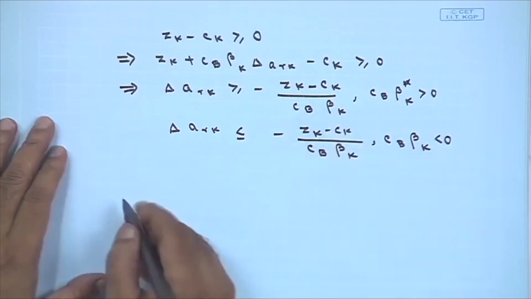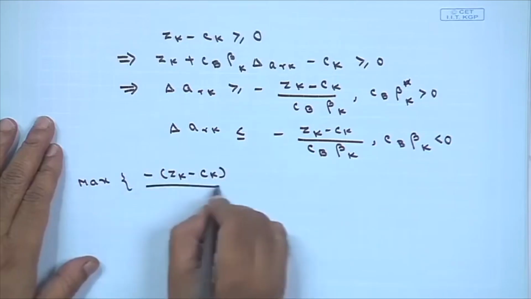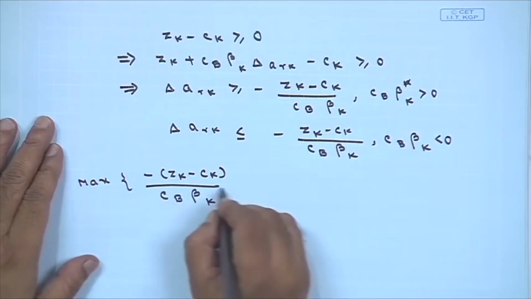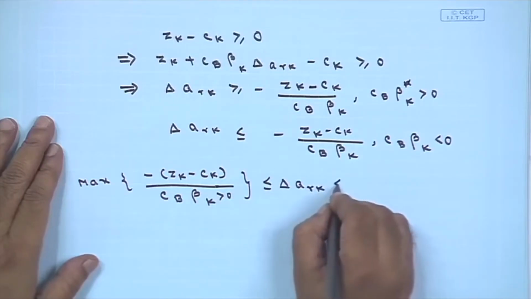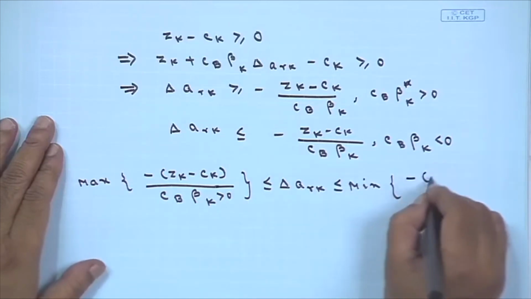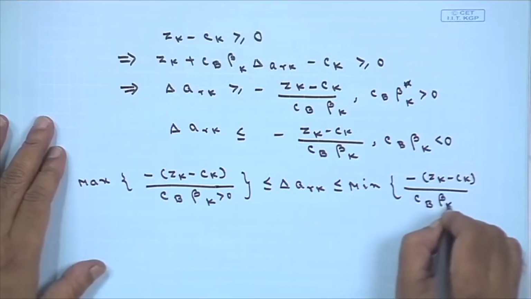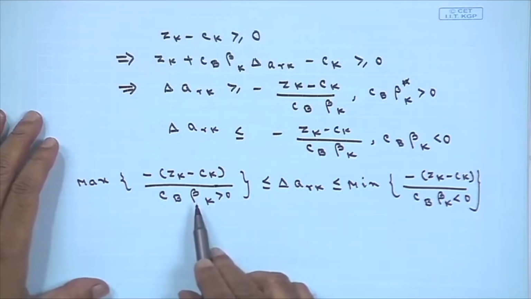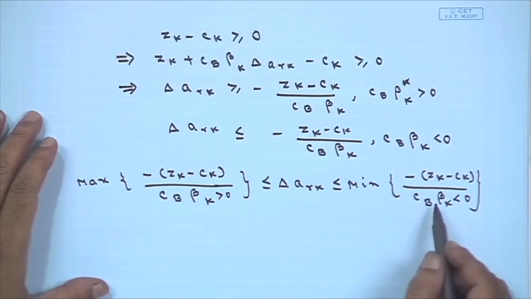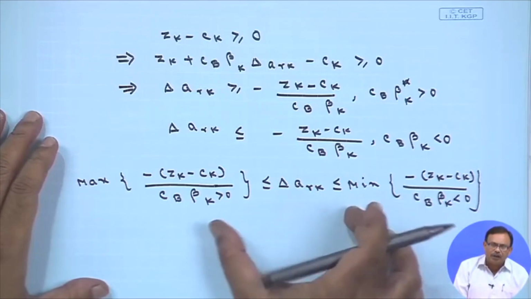So, combining, we can write it in this form: the maximum of minus (z_k minus c_k) by c_B beta_k, where c_B beta_k is greater than 0, is less than or equal to delta a_rk, which is less than or equal to the minimum of minus (z_k minus c_k) by c_B beta_k, where c_B beta_k is less than 0. So what is the range? The range is if delta a_rk lies between the maximum value of this and the minimum value of this. In that case, we find that even with variation in delta a_rk, there will be no change in the optimal solution.